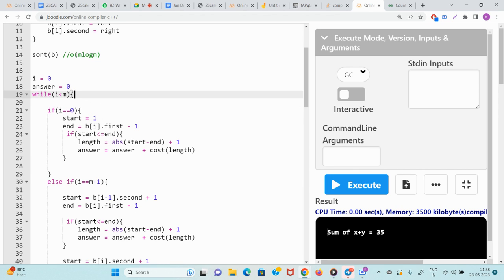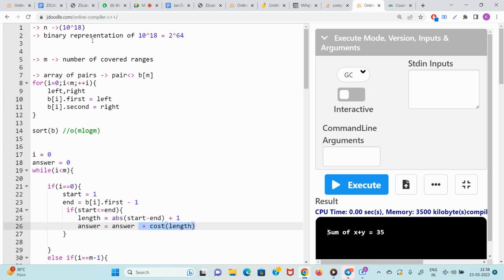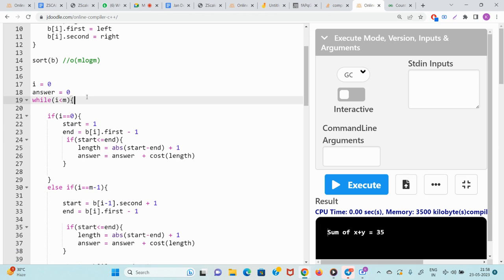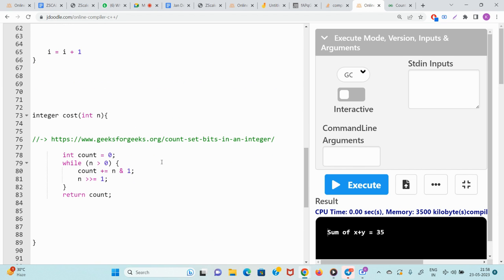Now you are trying to iterate all the ranges, but you are trying to calculate the cost also, right? In the cost, it can take you 64 operations to calculate the cost, because binary representation can have 64 numbers of 0 and 1. So this while loop is taking O of m time, and this stuff is taking 64 time. This can go for 64 times. So m into 64, guys.